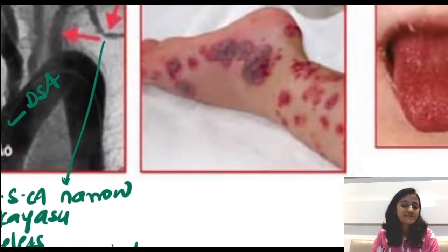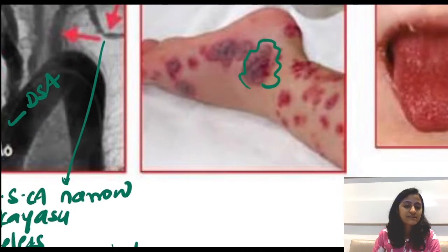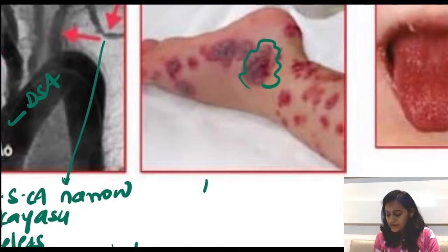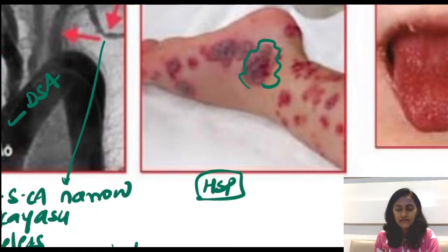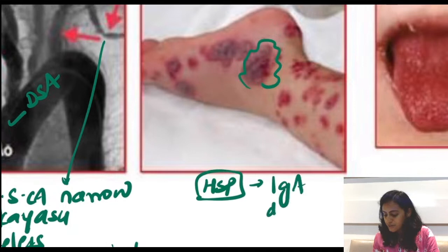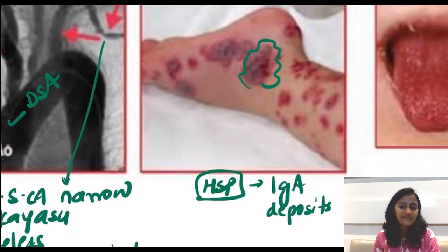Next one, what is this vasculitis here, where you see these purpura-like lesions, which is palpable purpura? This is Henoch-Schönlein purpura, HSP. What deposits do we get in HSP? It is IgA deposits. Very, very important. Remember, there are going to be IgA deposits.